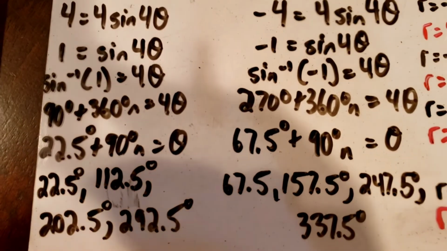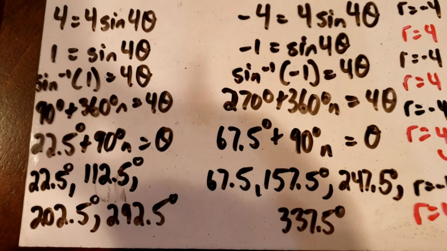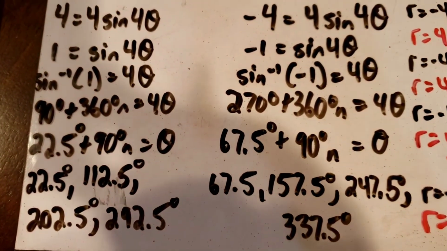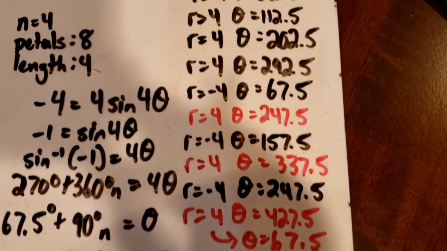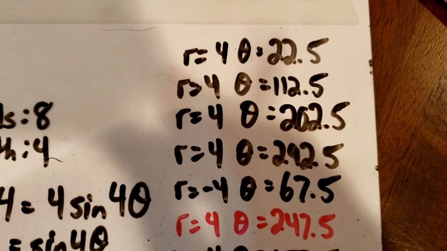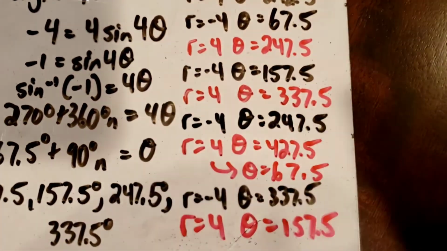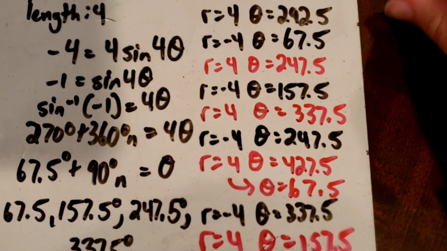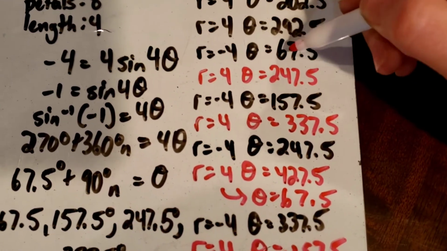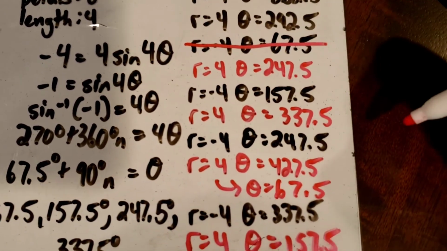Now, if you know that there are 8 petals, then you know that these are all going to become values that are not coterminal. So we write them out, okay? There are the ones where r was just positive 4, so we don't have to do anything with those. But then I took the ones that were negative and I converted them because we have to graph them. So you need to write r equals negative 4, theta equals 67.5. You're going to need it with a positive r to graph it.